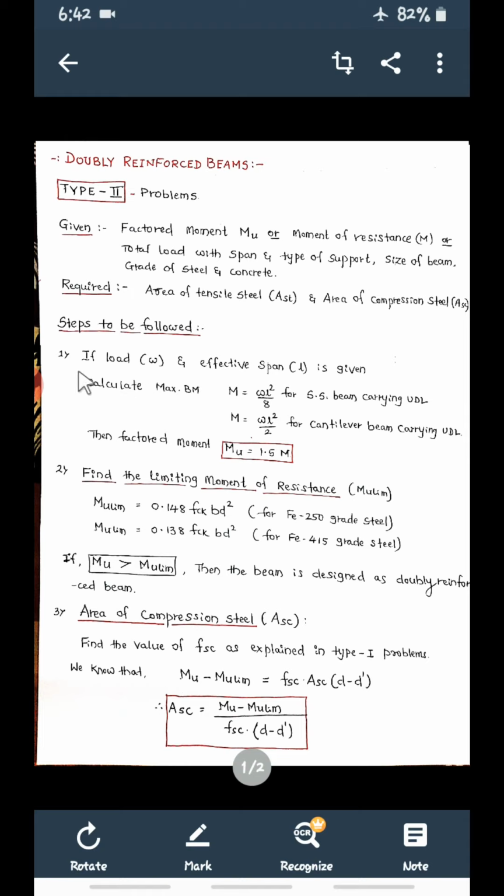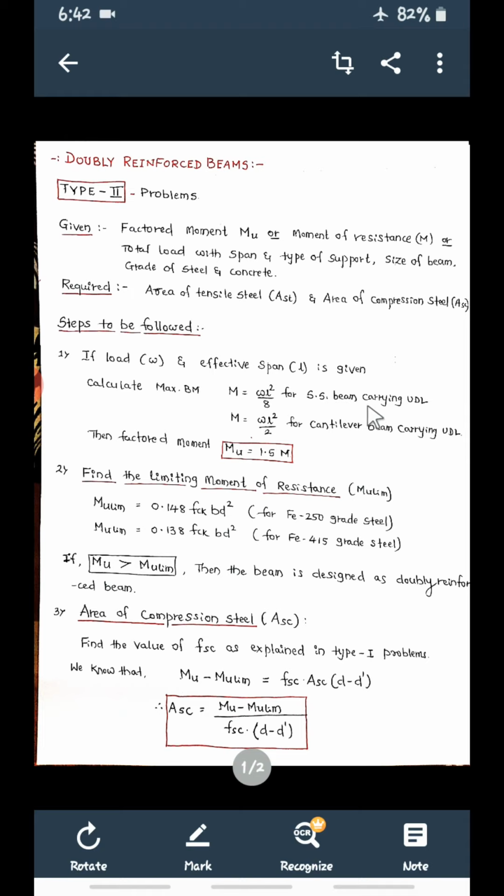Step 1: if Mu or M is not directly given, but the total load is given, that is small w, the UDL, and the effective span of the beam, then using these two data, first we calculate the maximum bending moment, depending upon the type of support. If it is a simply supported beam carrying UDL, then the maximum bending moment at the center is wL squared by 8.